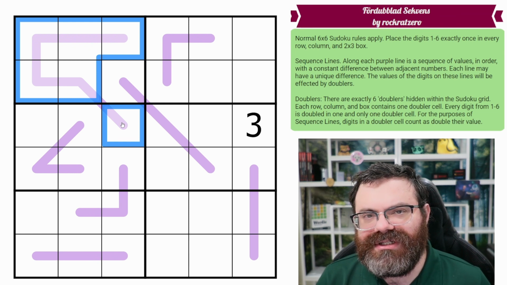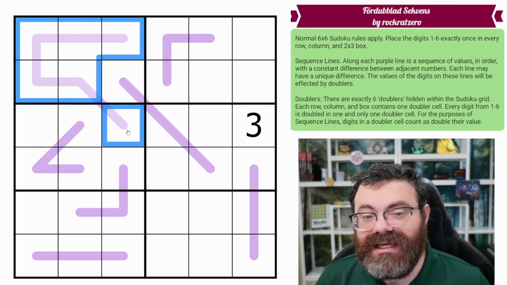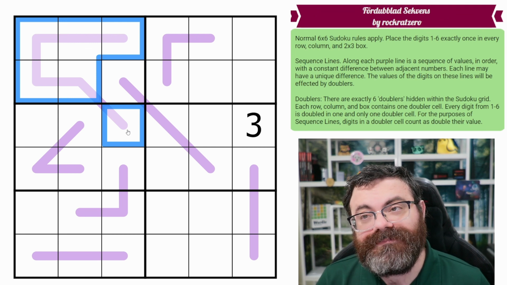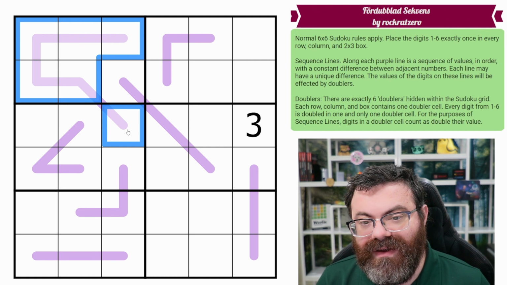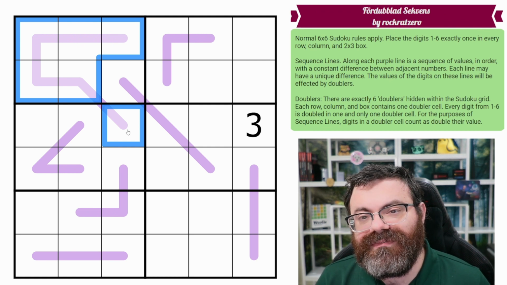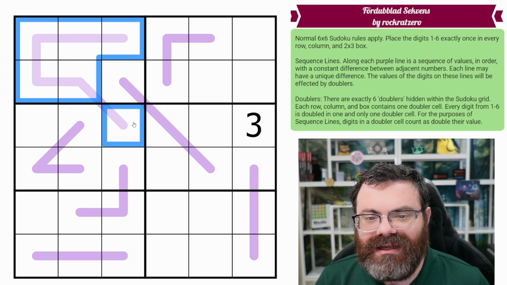But there's not enough digits there. We'd have to do 2, 4, 6, 8, 10. That's 5 digits. There's 6 digits on this line. So I don't think we get to do 2 doublers on here. Or if we do use a doubler, it's not exceeding 6 anyway. We could do a doubled 3 and a doubled 4, but that's not.